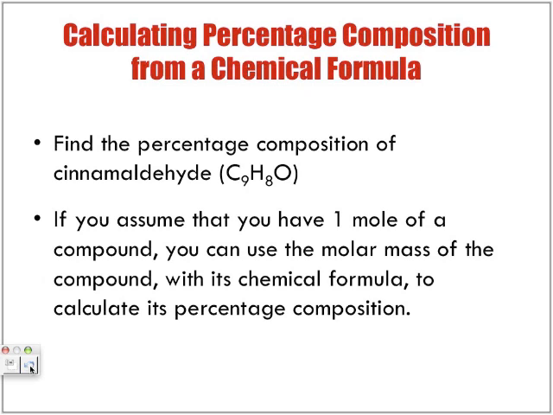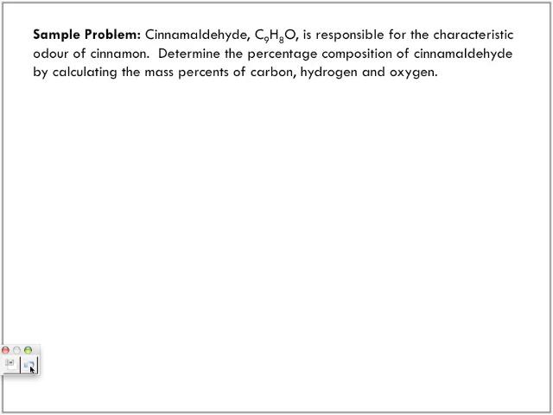Calculating percentage composition from a chemical formula. So we're going to find the percentage composition of cinnamaldehyde, C9H8O. If you assume that you have 1 mole of a compound, you can use the molar mass of the compound with its chemical formula to calculate its percentage composition. So let's look at it in problem form.